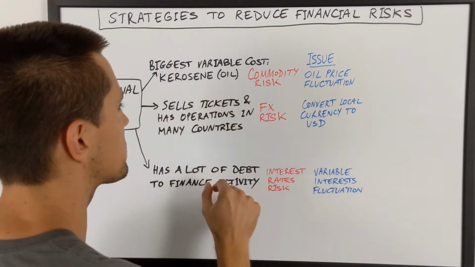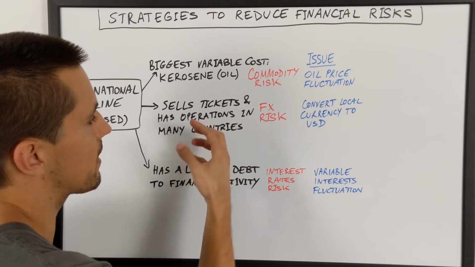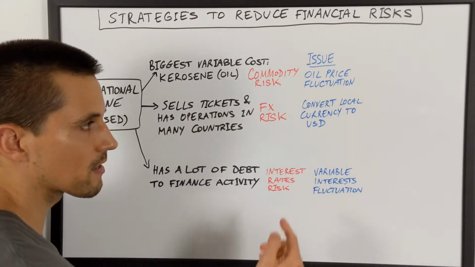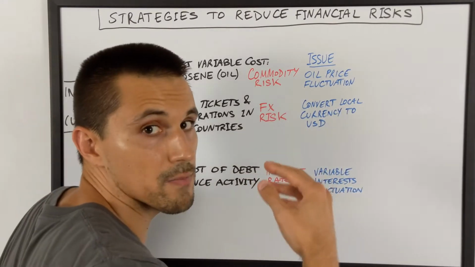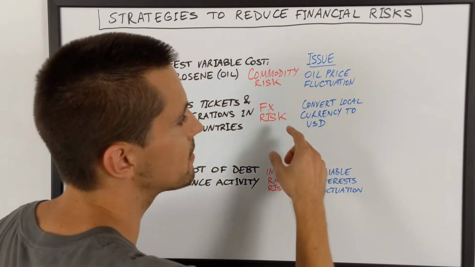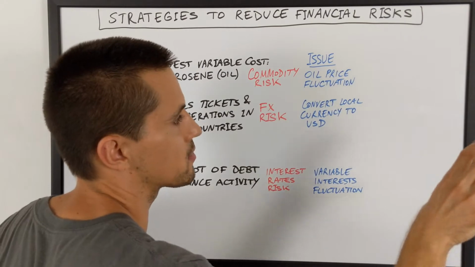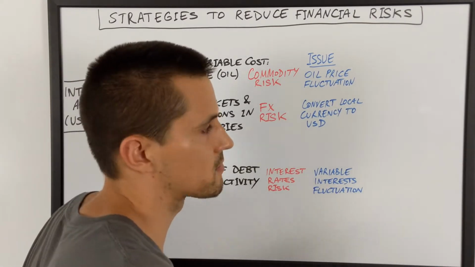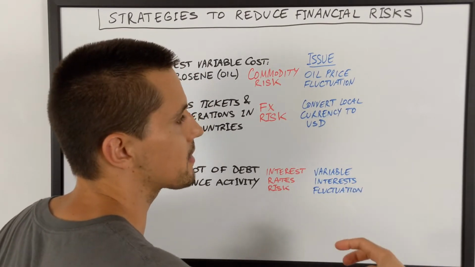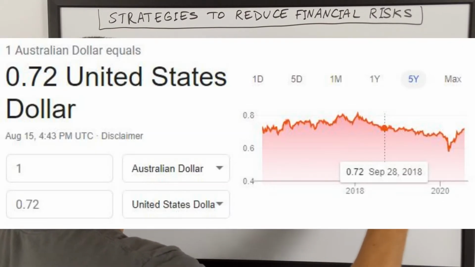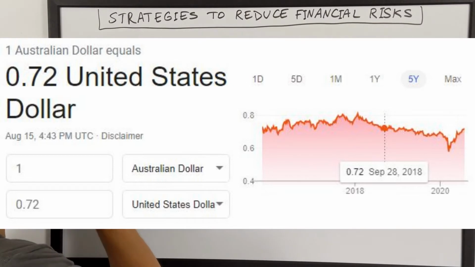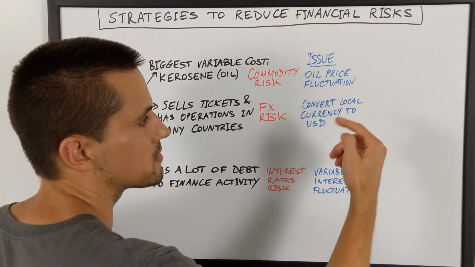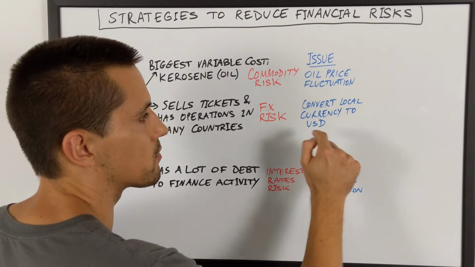Then for the second case here, where I'm selling tickets and have operations all over the world, that's a foreign exchange risk, because think about my Australian client here, he pays me in Australian dollars because he lives in Australia and buys a ticket in Australia. But at some point I need to bring these Australian dollars back to my home country, and here my home country is the United States, so I need to convert local currency, in this case Australian dollars, into US dollars.